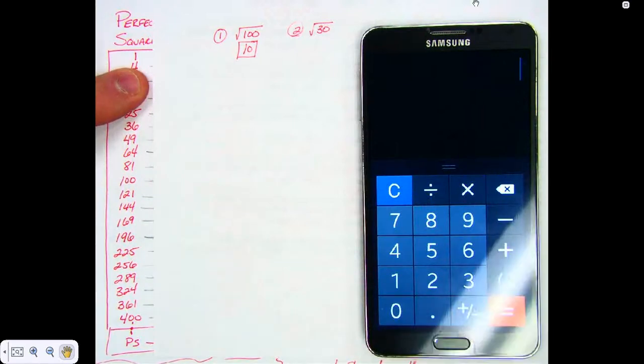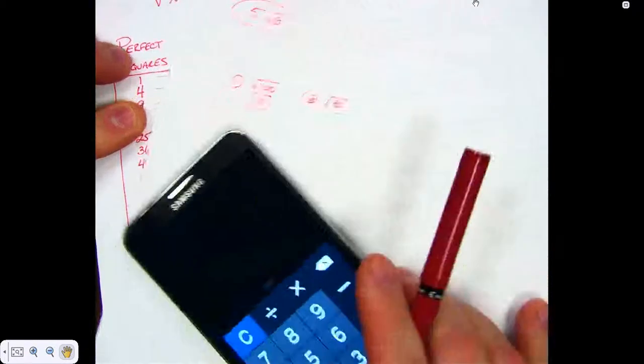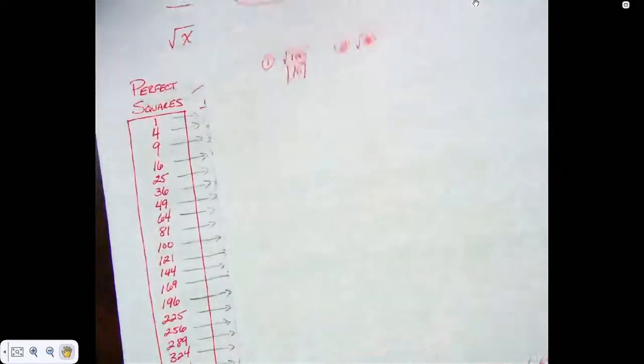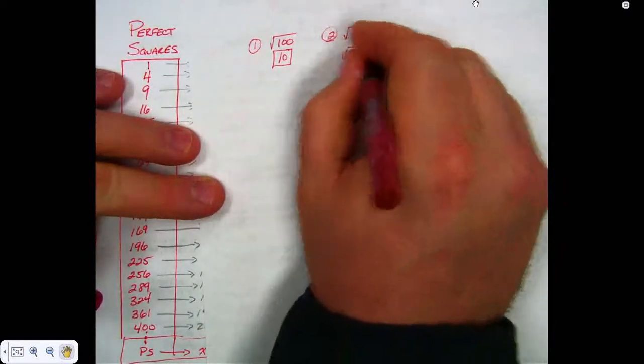What does it mean if a radical is simplified? The largest perfect square factor is... So is this one already simplified? Yeah, there's nothing we can do about it. So guess what the answer is? Square root of 30. It's already simplified.